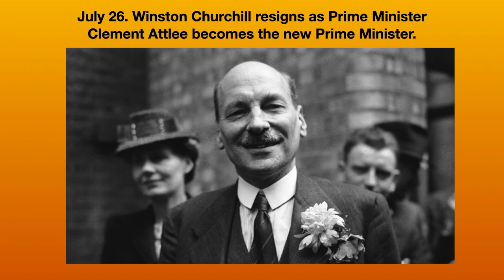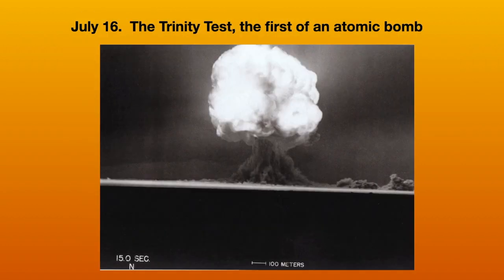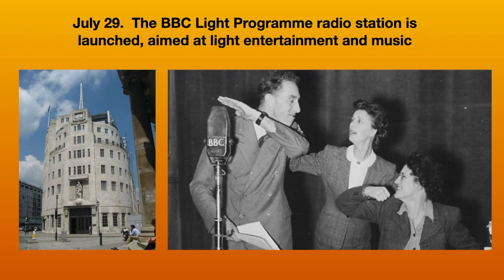Right. So as we heard, July the 26th, following the election, Winston Churchill resigned as Prime Minister and Clement Attlee became our new Prime Minister. July the 16th, the Trinity test. That was the test of the first atomic bomb. And of course, that was to lead to the Americans unleashing two atom bombs on Japan to force their surrender at Hiroshima and Nagasaki. But that was later on, of course.